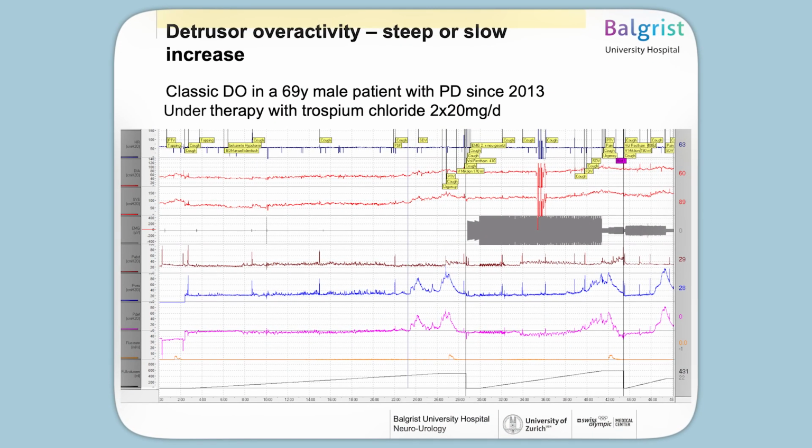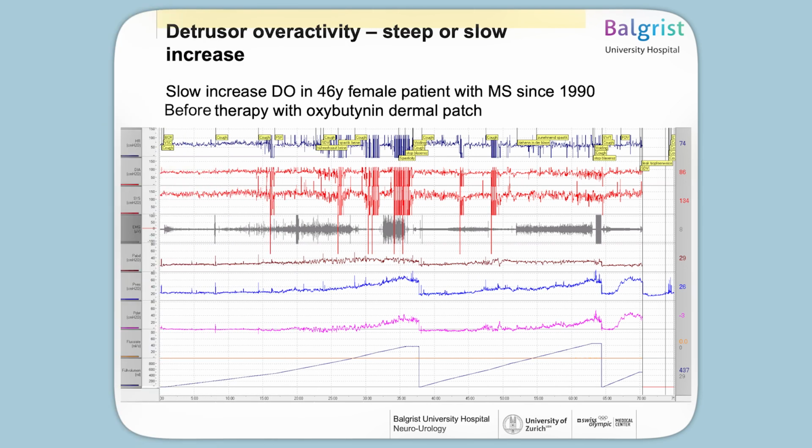I have here an example of a 69-year-old patient with Parkinson's disease since 2013, and he is under therapy with trospium chloride. Here you see he has a phasic detrusor overactivity, a nice sharp increase, and he has leakage combined with that. But sometimes, and that's my second example, you see detrusor overactivity in a 46-year-old female patient with MS.